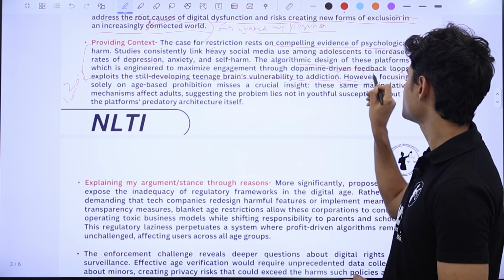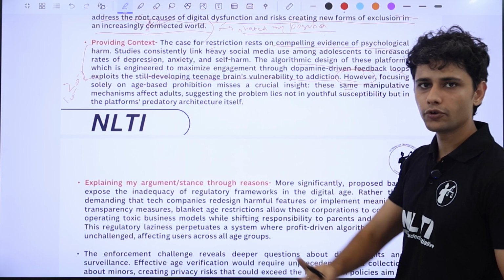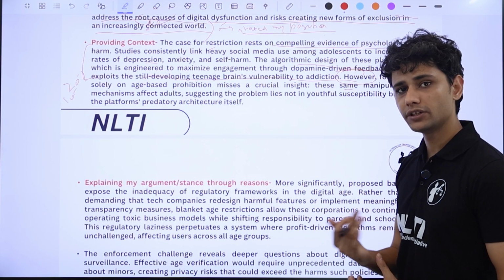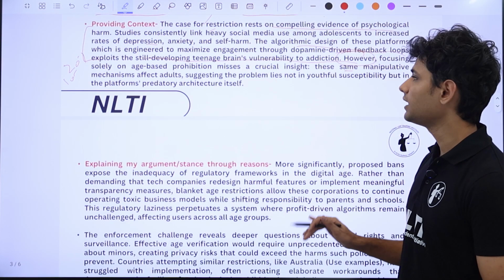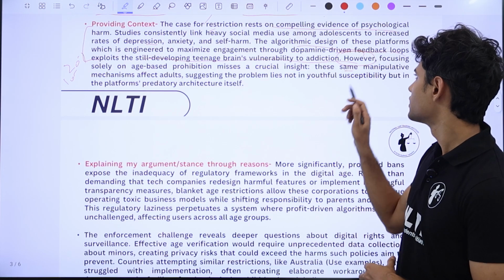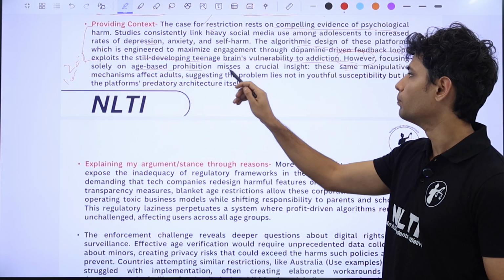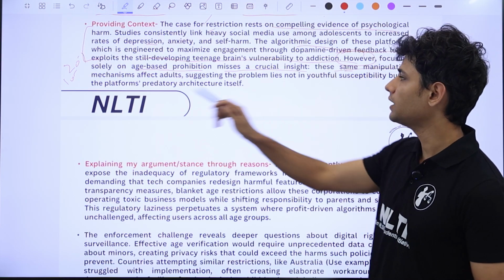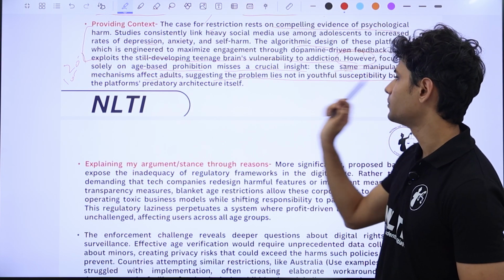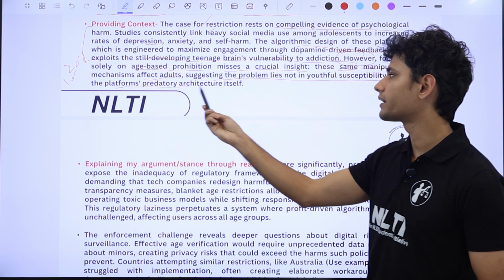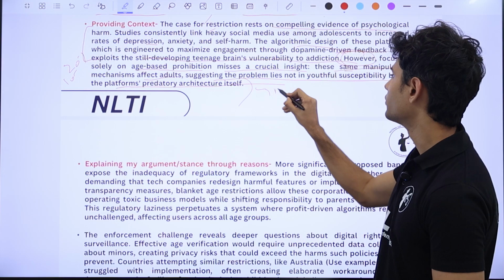However, I am highlighting this because from here on I'll segue into my own arguments. I have considered those viewpoints, I have considered what the other side's potential rationale for banning social media for children is, but then I'll quickly segue back to what my own claim is. So however, focusing solely on age-based prohibition misses a crucial insight. These same manipulative mechanisms affect adults, suggesting the problem lies not in youthful susceptibility but in the platform's predatory architecture itself. So then again, I'll come back to my argument.